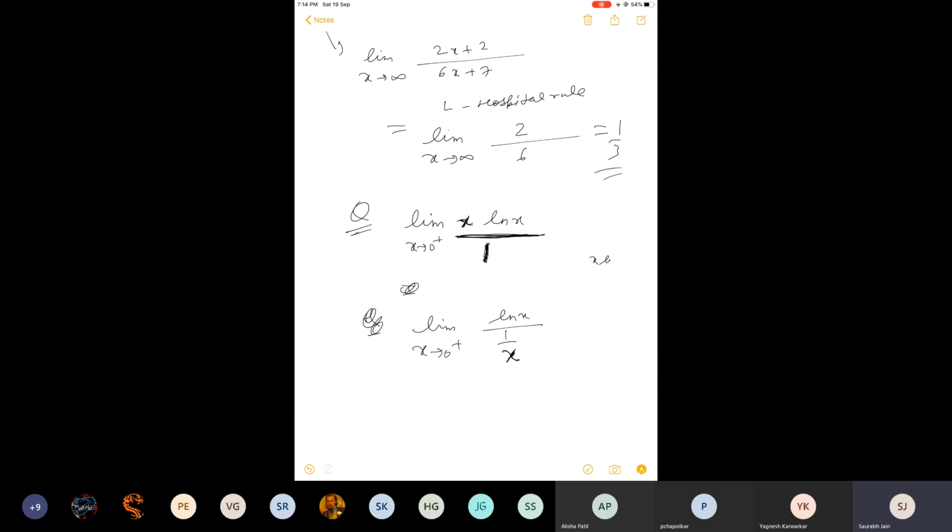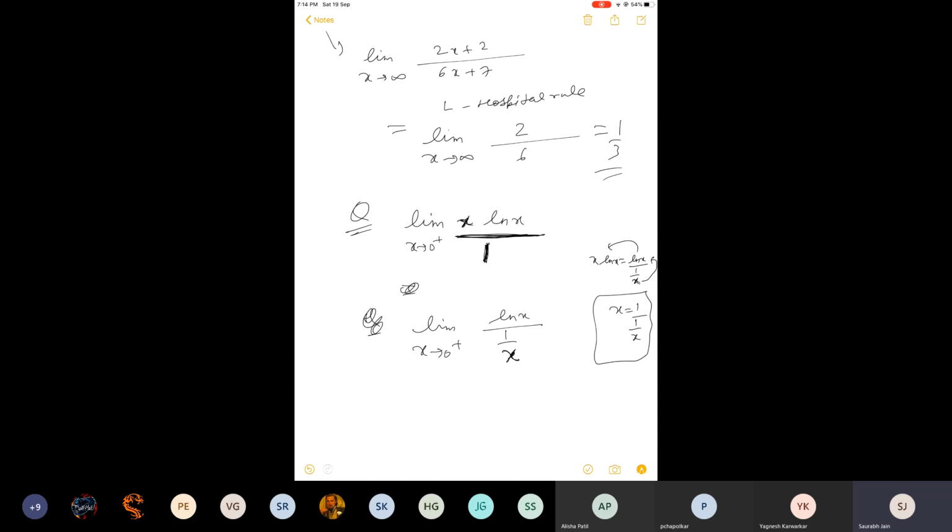x ln x, I have written as ln x upon 1 by x, because ultimately this will go in the numerator only. I can write it like this. And also you see that x can be written in this form. So overall, I have used that x can be written as 1 upon 1 upon x.